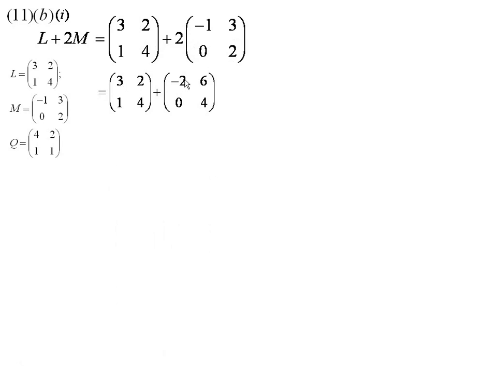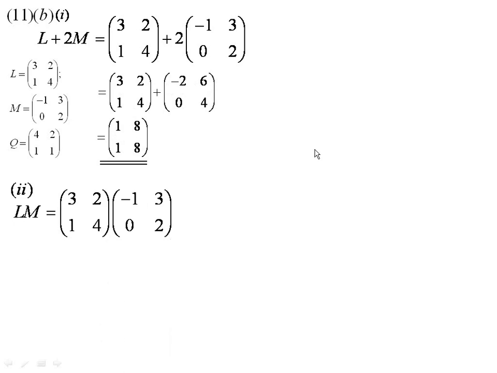Now we need to add these. -2 added to 3 gives us +1, then we have +8, 2 plus 6 is 8, then 1 plus 0 is 1, and 4 plus 4 is 8. But we need to be mindful of the fact that when we are just adding matrices, we just need to add the corresponding values. 1, 8, 1, 8. So 3 plus -2 is 1, 2 plus 6 is 8, 1 plus 0 is 1, and 4 plus 4 is 8. That's all there is to it.